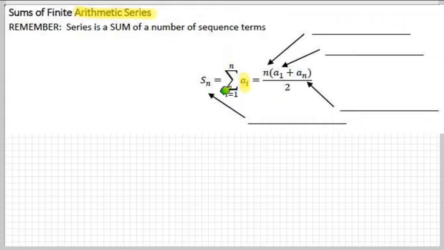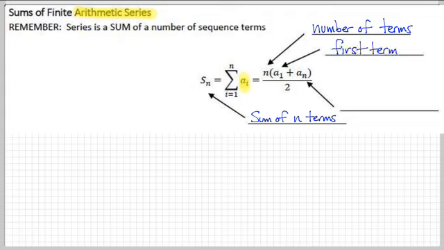sum of the first n terms, the way I do that is, Sn here stands for the sum of n different terms. n here stands for how many terms I'm adding up. a1 stands for the first term in my sequence. And an stands for the last term in my sequence.